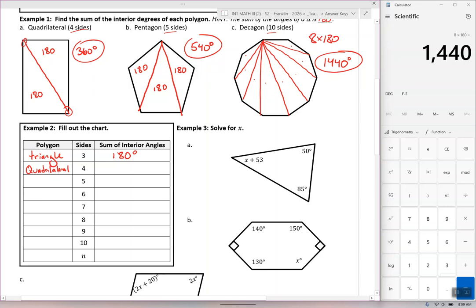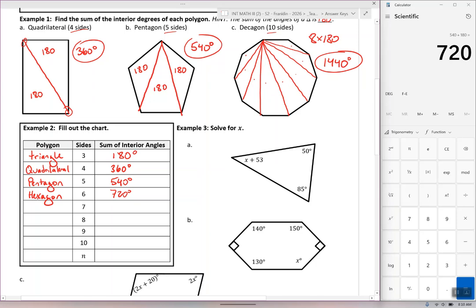And we found that up above to be 360 degrees. For a pentagon, we saw above that that's 540 degrees. We haven't done a hexagon yet. But if we follow this pattern where we add 180 each time, I can just do 540 plus 180, 720 degrees.